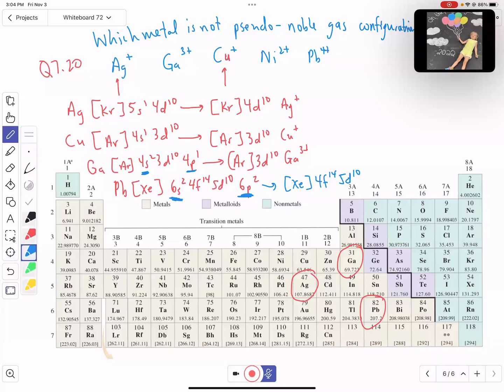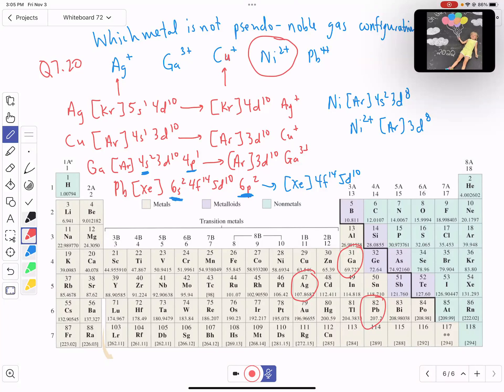If we do the same thing for nickel, right? Nickel is argon 4s2 3d8. So nickel 2 plus goes to argon 3d8. That is not a pseudo-noble gas configuration because I don't have a full d orbital. So the one that does not have pseudo-noble gas configuration is nickel 2 plus.